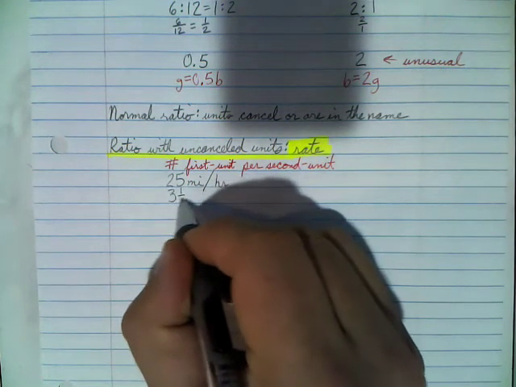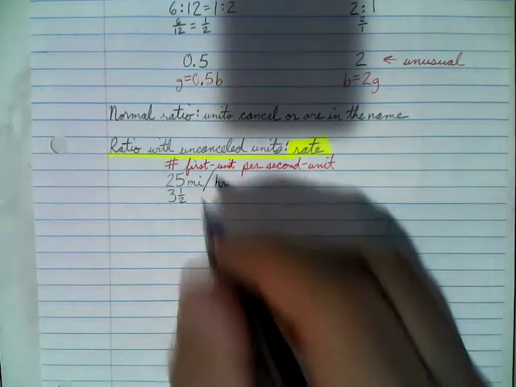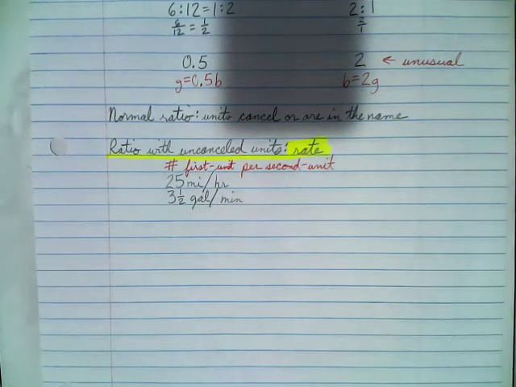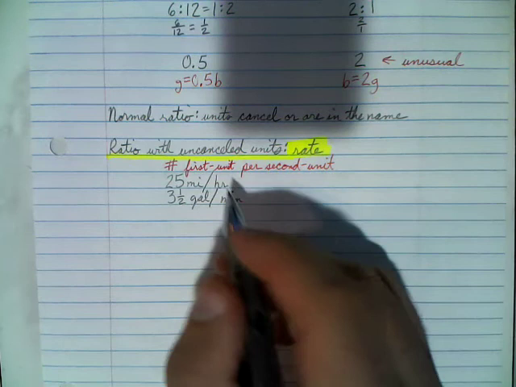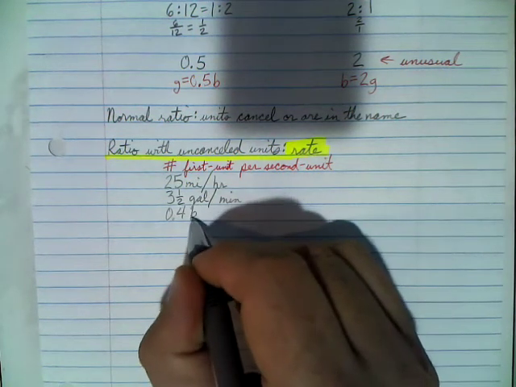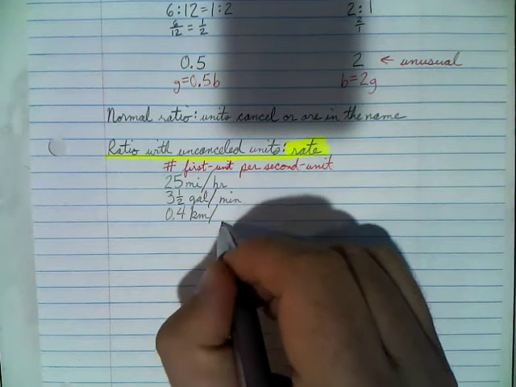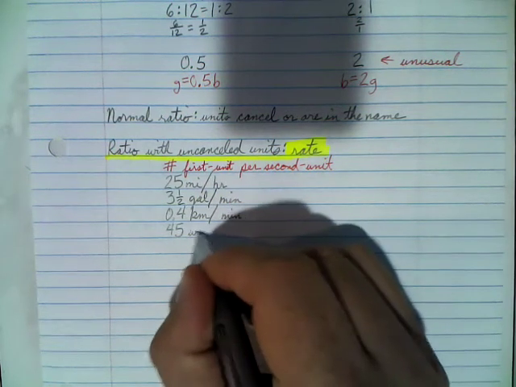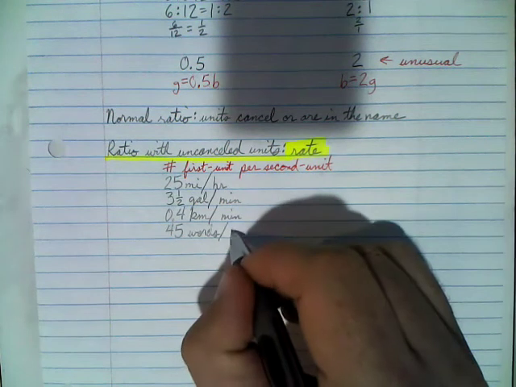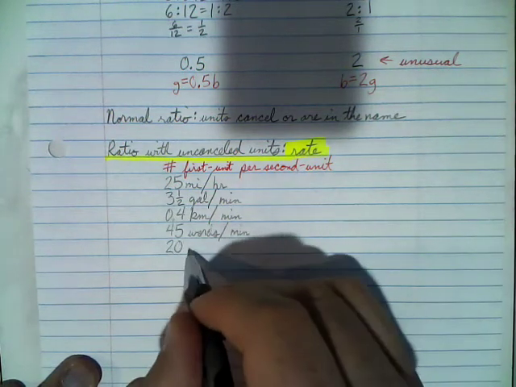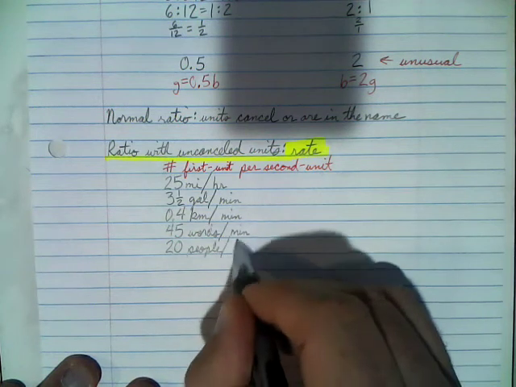Or let's say you are draining your pool at the end of the season, and you're draining it out 3.5 gallons per minute. And I don't own a pool, so I have no idea if that's fast or slow. That seems like a decent speed to me. But again, I don't have a pool. Or let's say that you're traveling along in the car at 0.4 kilometers per minute. Or you're in computer class and you're typing 45 words per minute. Or we're lining up at recess and we want there to be 20 people per line.